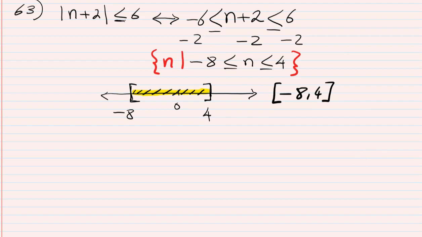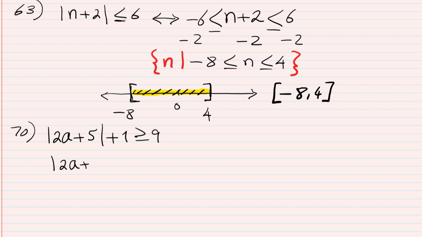Now let's take a look at something that's greater than, such as number 70. In number 70 I have absolute value of 2a plus 5, and then plus 1, is greater than or equal to 9. Okay, so first we need to isolate the absolute value, and we can do that by subtracting 1 from both sides. We get 8.